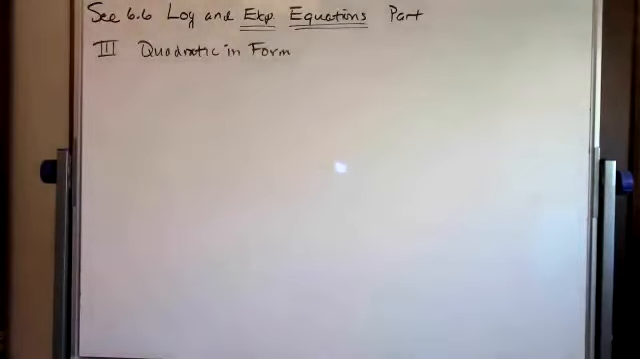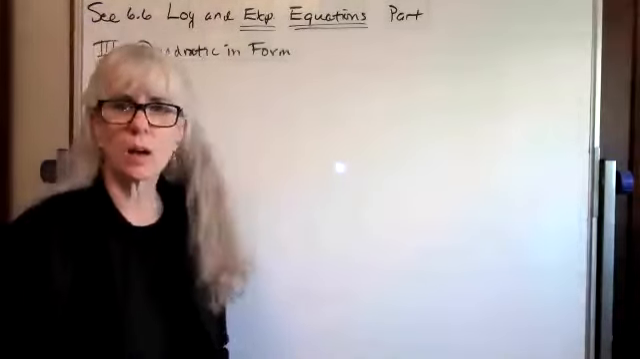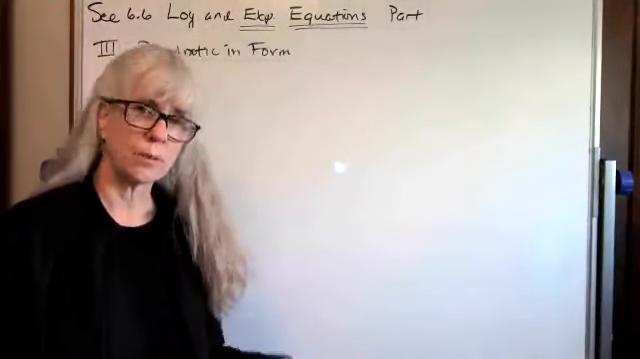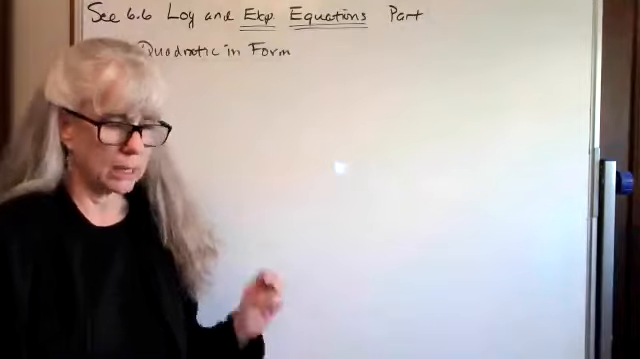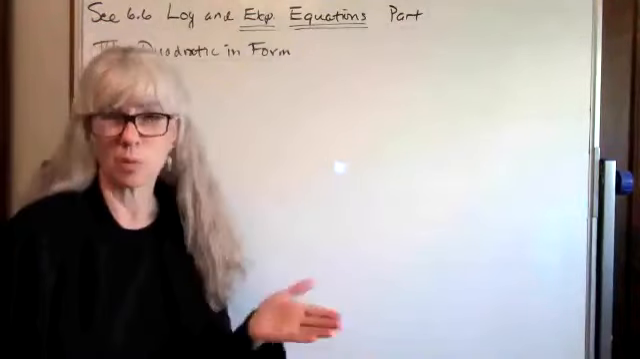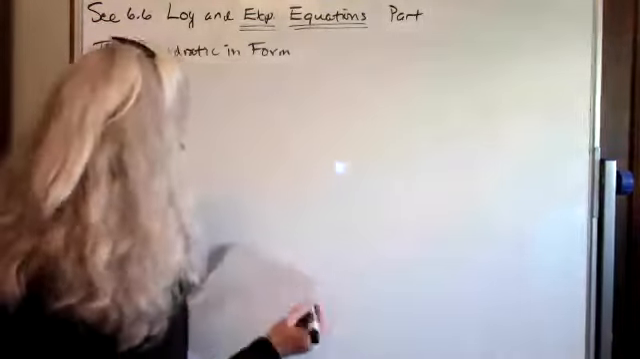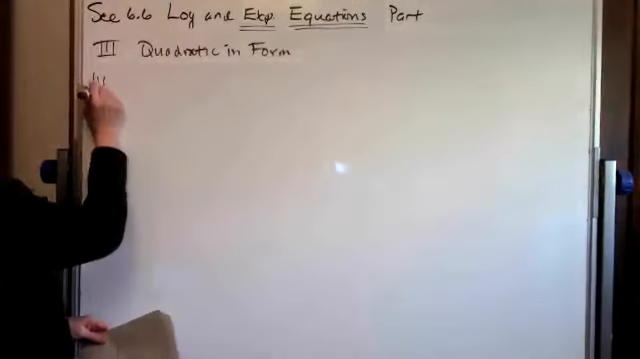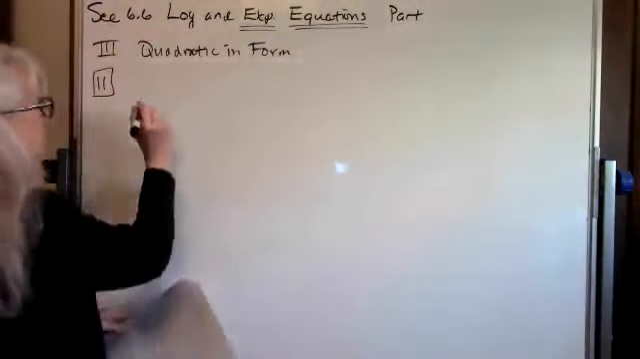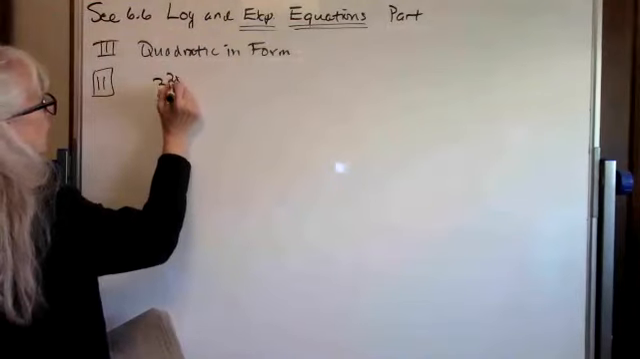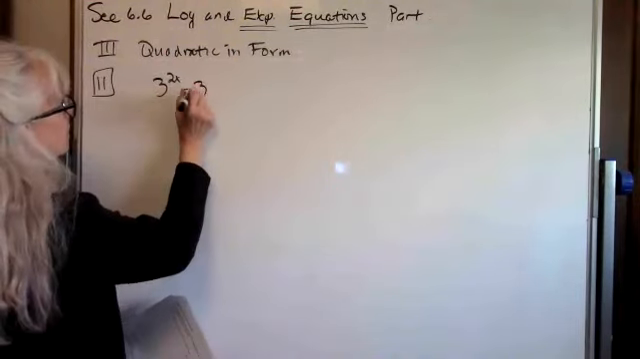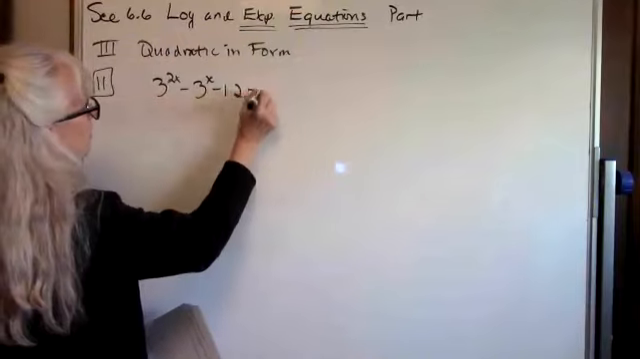And finally, in our last part of section 6.6, we're going to solve exponential equations that are quadratic in form. The key to this is these are kind of just the miscellaneous ones. So example 11, we have 3 to the 2x minus 3 to the x minus 12 is equal to 0.